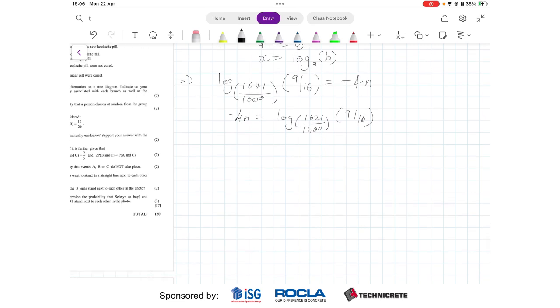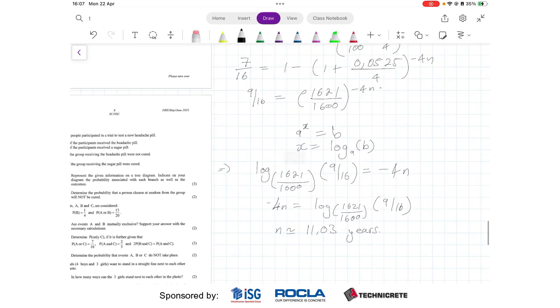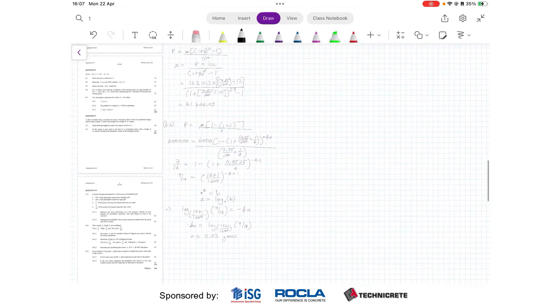From here, just punch it into your calculator. This is going to give you approximately n equals 11.03 years. That is quite a long time to be paying off 200,000 rands for a loan. And that brings us to the end of question 6, ladies and gentlemen, and everybody included. Moving on to question 8.